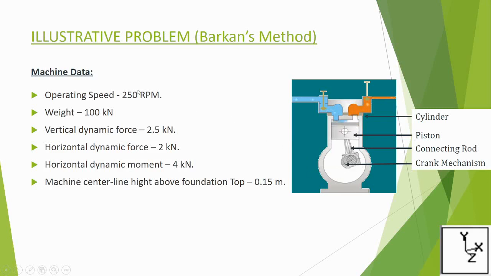So the operating speed is 250 rpm, weight is 100 kilonewton, vertical dynamic force is 2.5 kilonewton, horizontal dynamic force produced is 2 kilonewton, horizontal dynamic moment is 4 kilonewton meter, and the machine center line lies 0.15 meter above the top of the foundation.